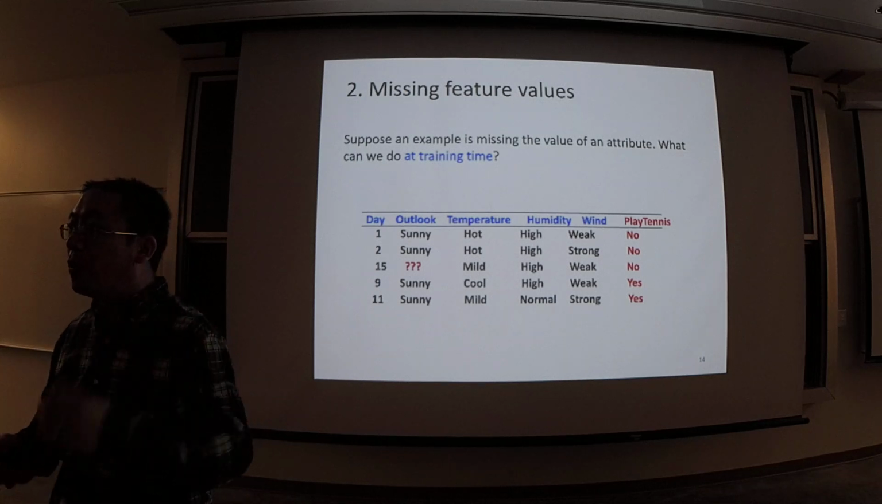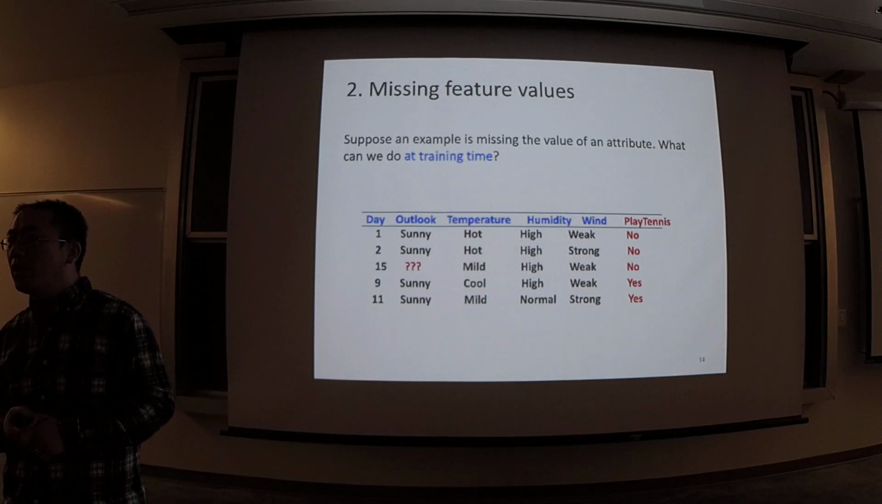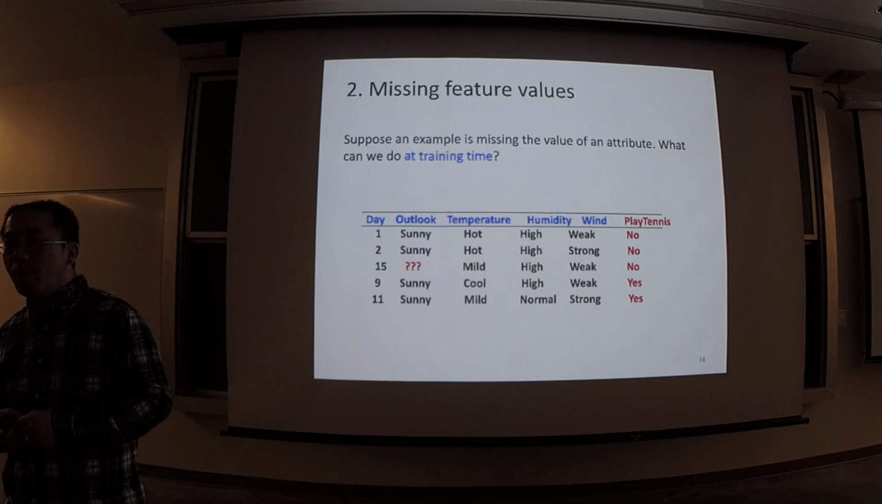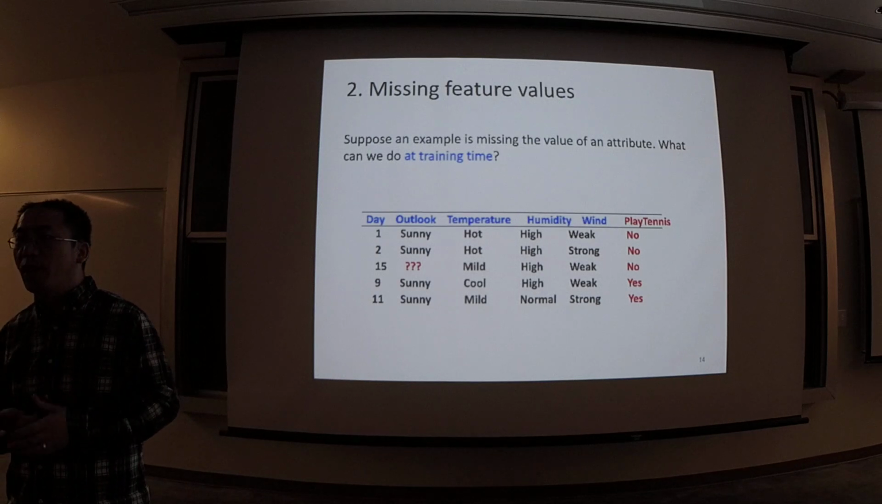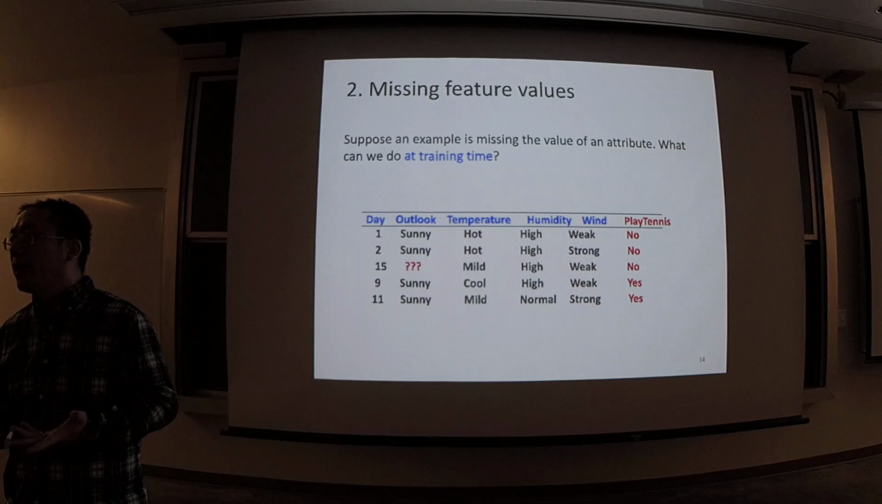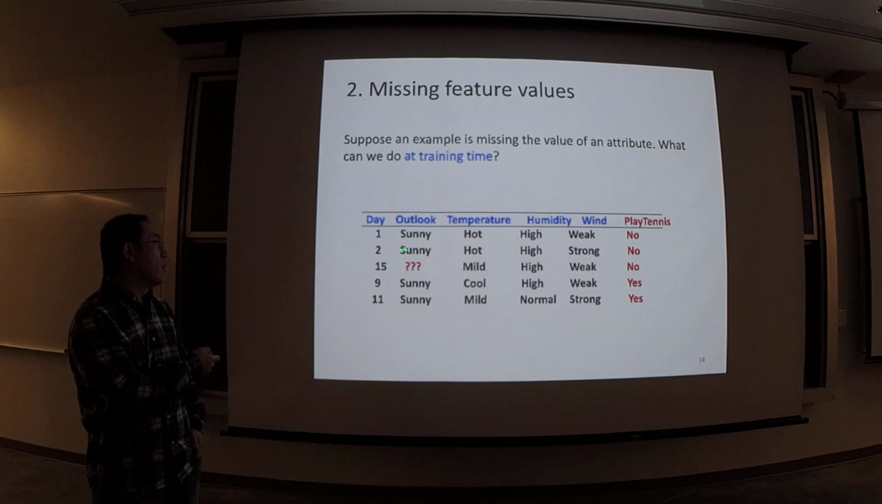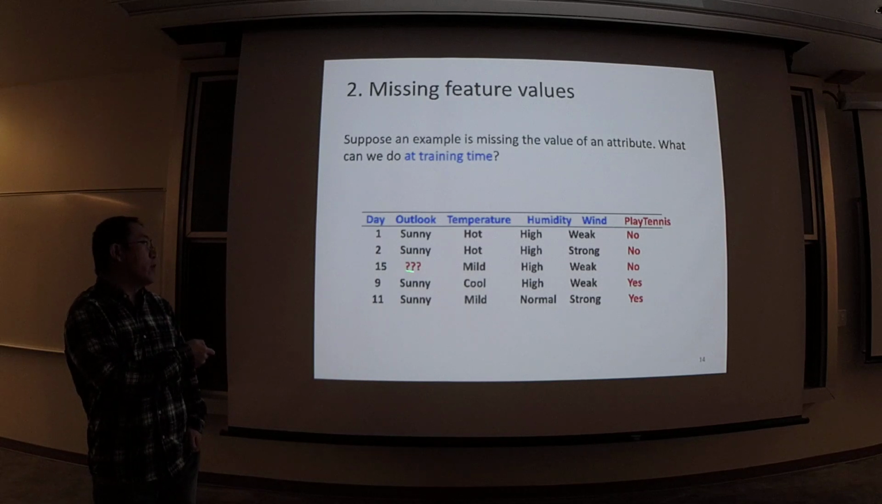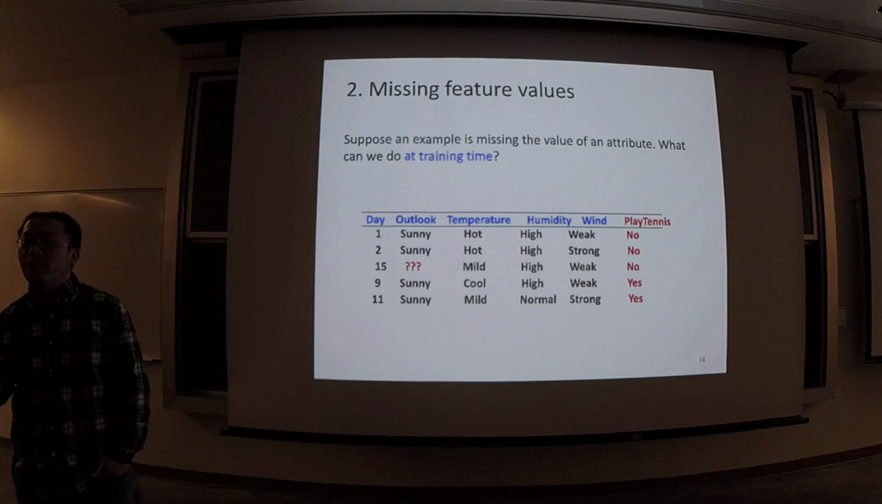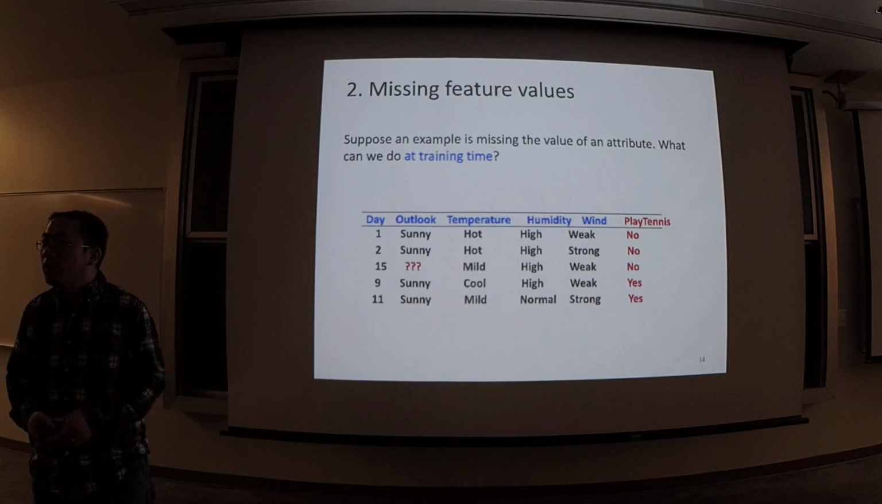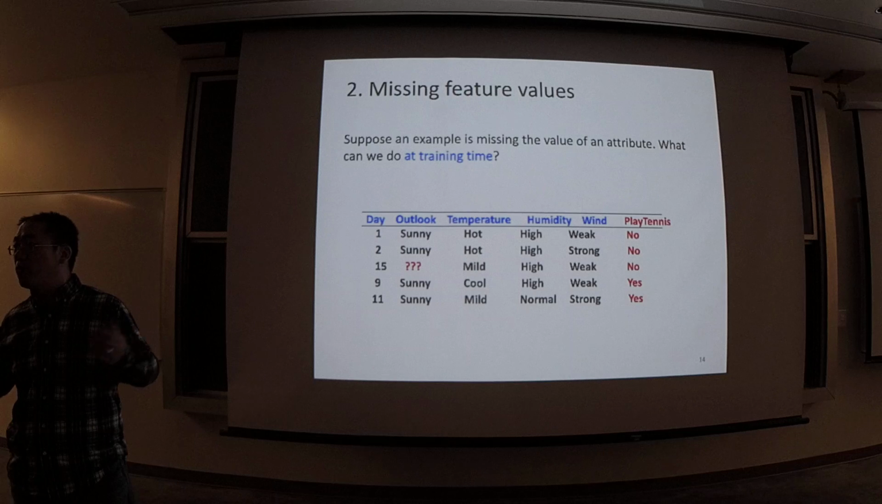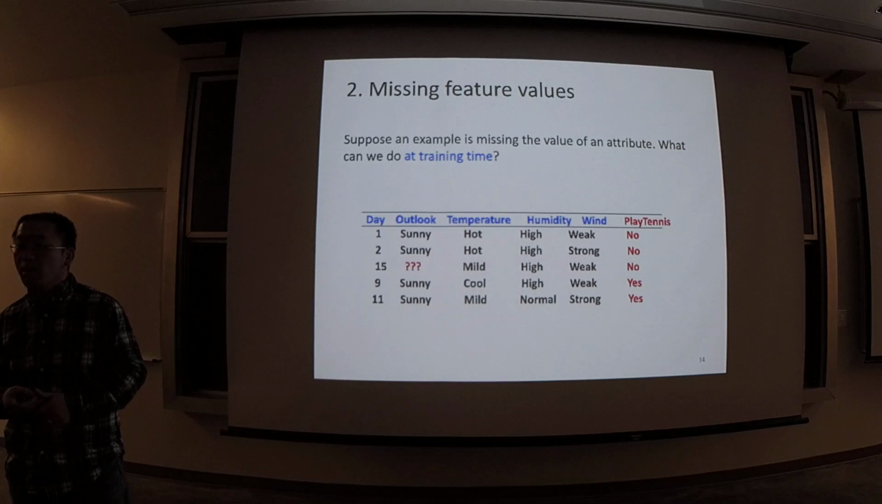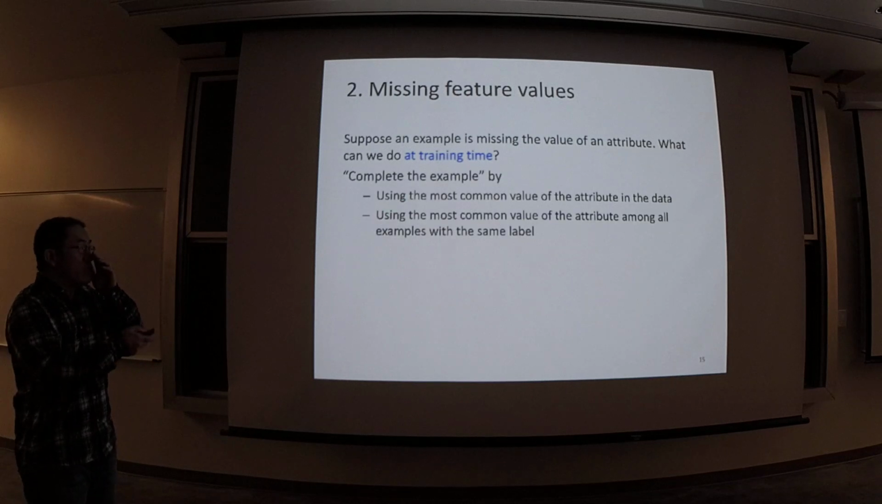Right. So just look at all of the 14 examples. I know the most common value for outlook is, say, overcast. Then I just assume the outlook value in this example is just overcast. Then I just throw this example as a normal example into decision tree construction, right? This is the first strategy, right?